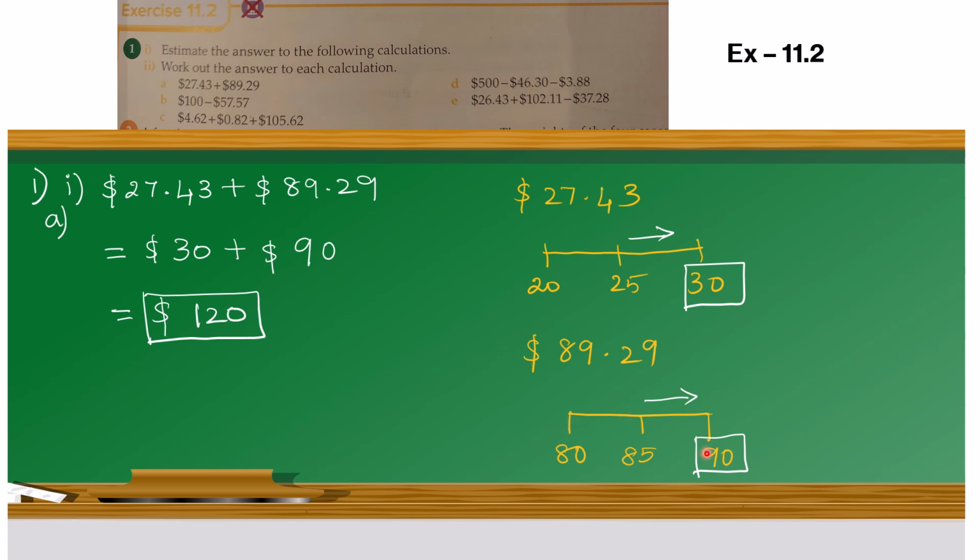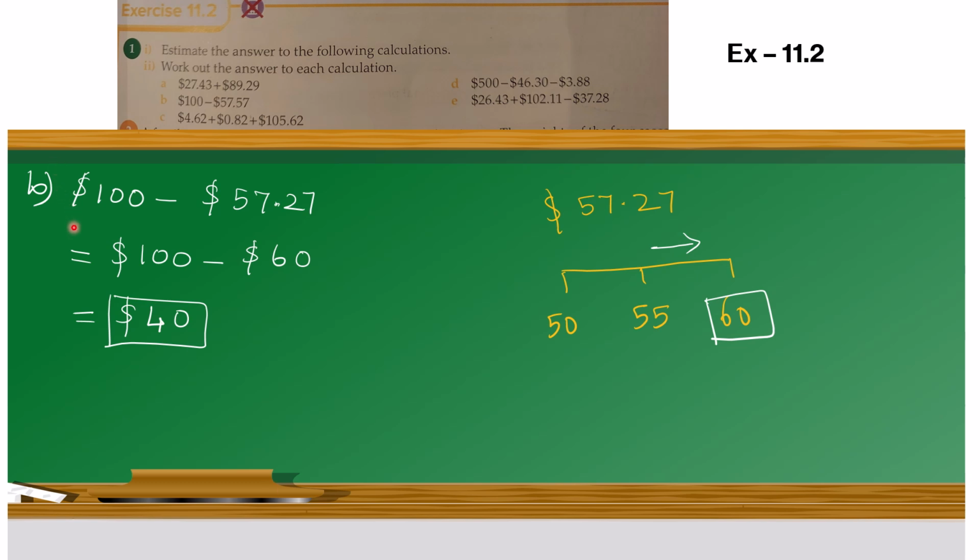89.29. Again we use the number line 80, 85 and 90. Okay, so this is also 10 ranges. Okay, what is our middle number? It's 85. This 89.29 is above 85. So we are taking the number as 90. So that is $90. Now let's do the addition here. 30 plus 90 is $120.